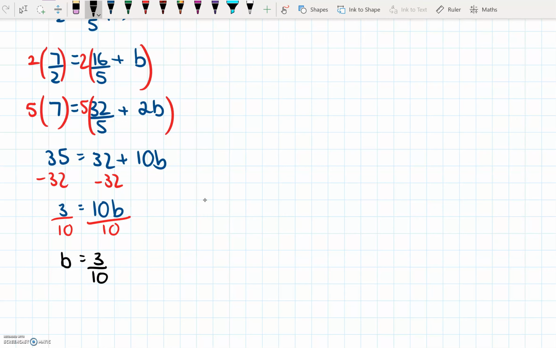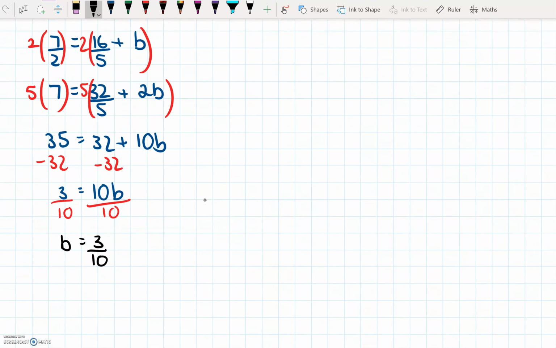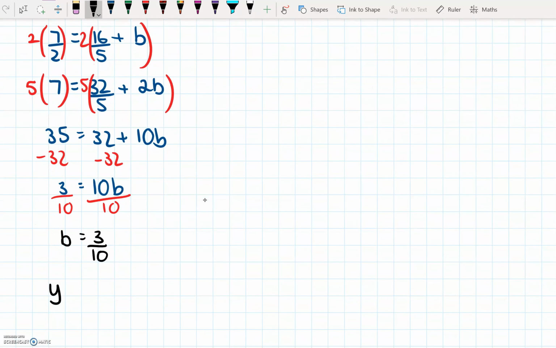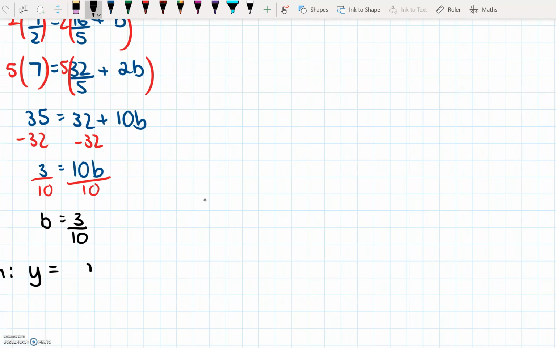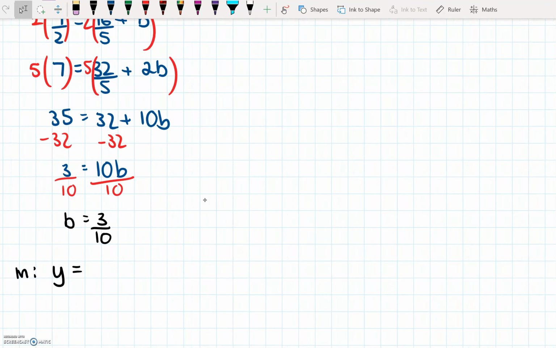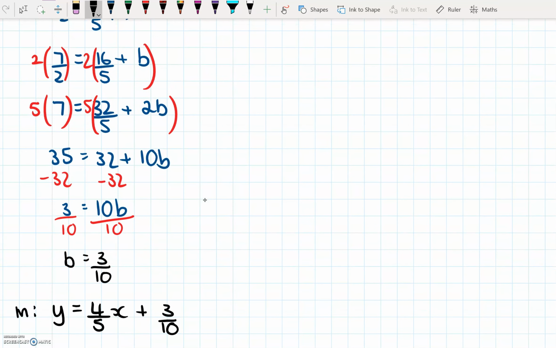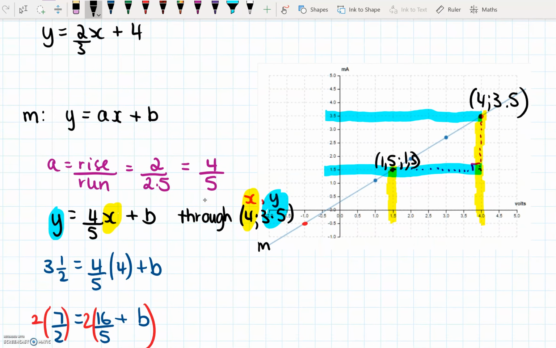So our final equation is going to be, we had an m, it was line m, y equals 4/5 x, oops, 4/5 x plus 3/10. And that is the equation for this line on this graph. Okay, that was pretty tough.